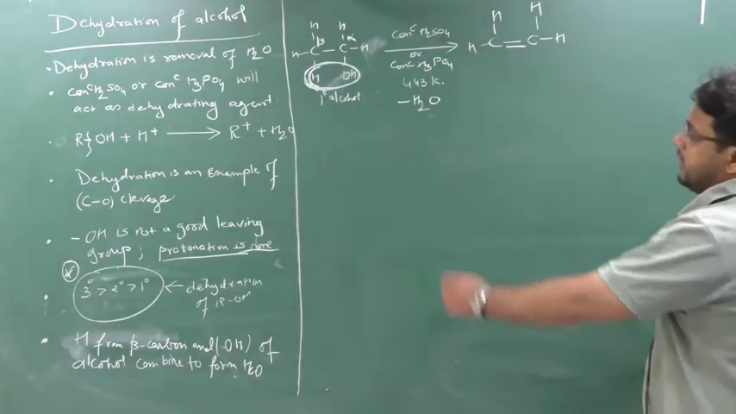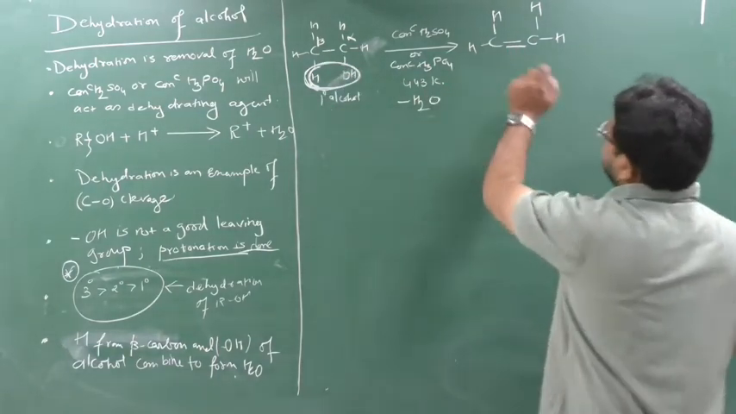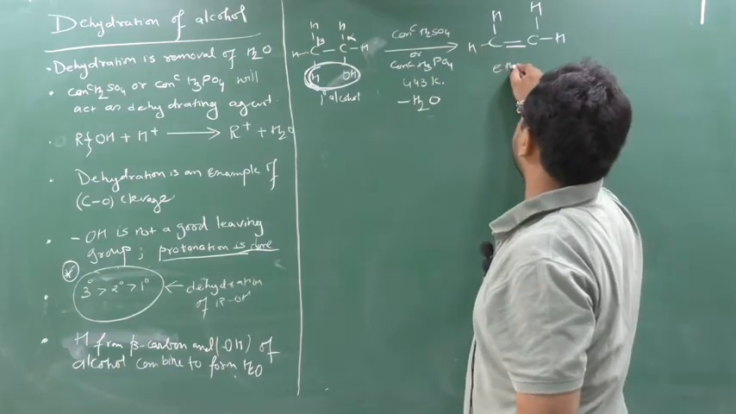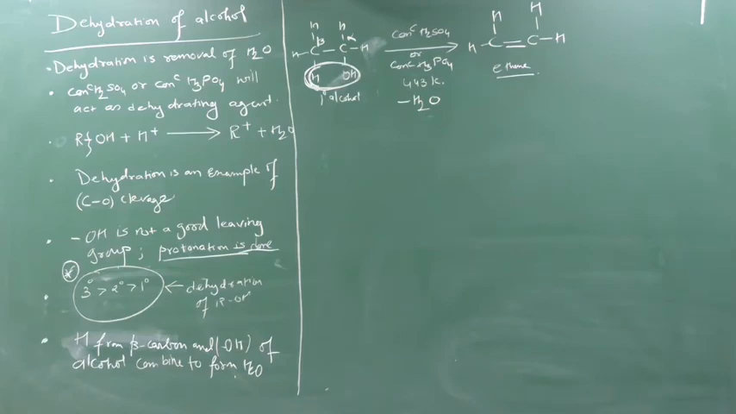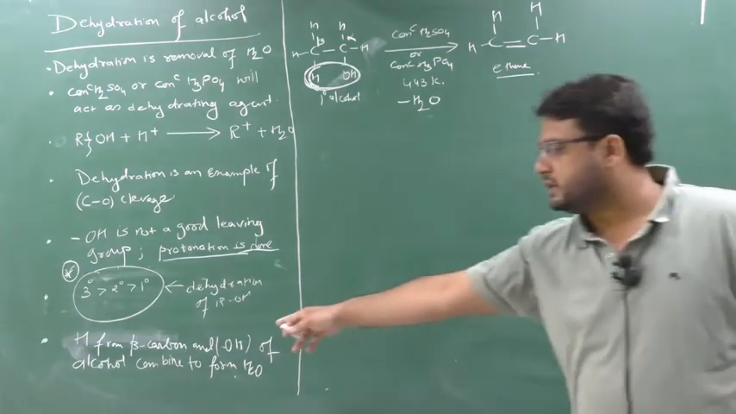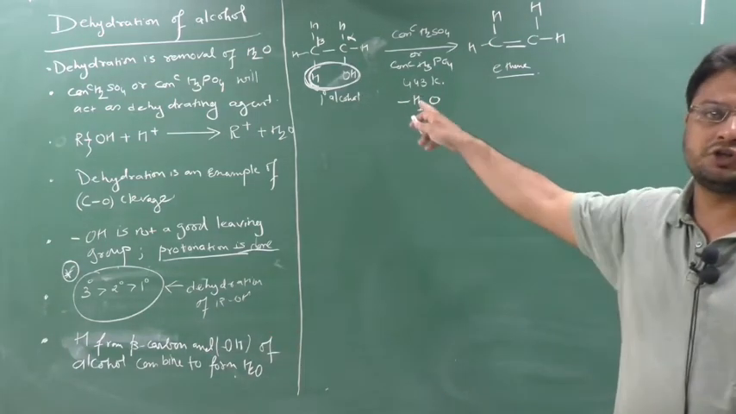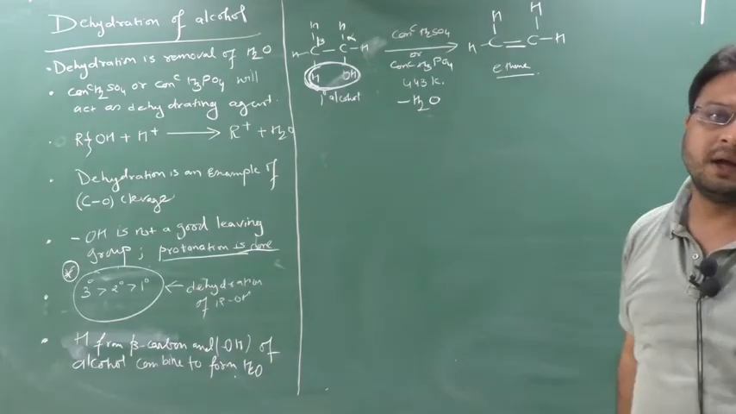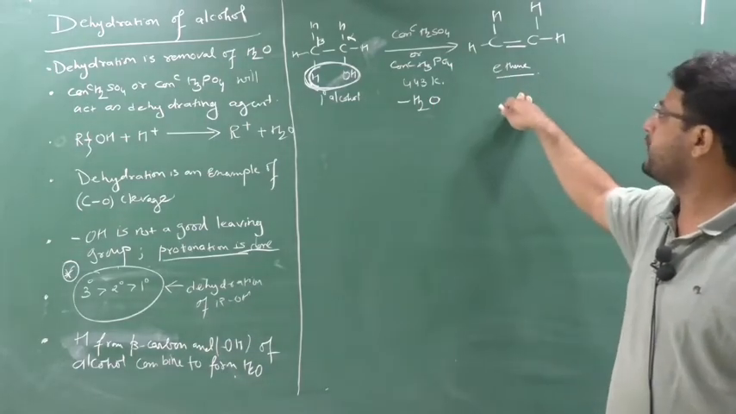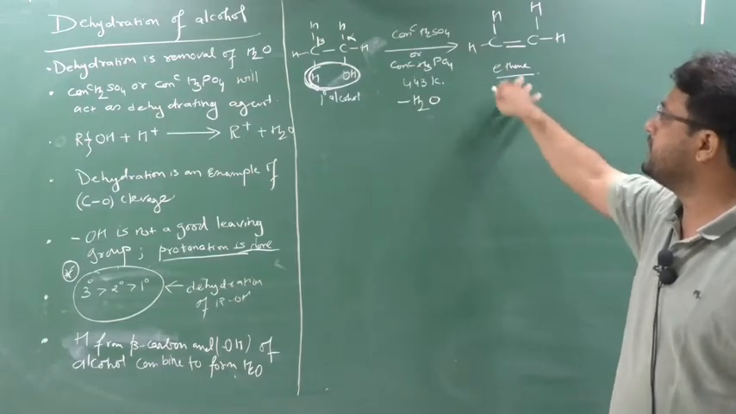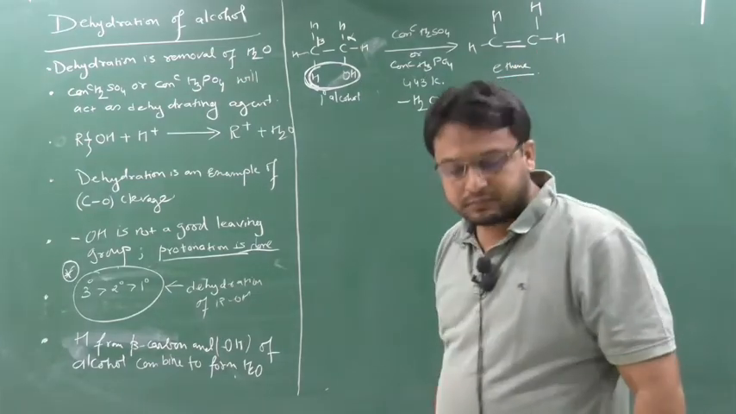So in short, 1 degree alcohol will form the alkene. So here ethene is generated. This is nothing but your dehydration of alcohol. This is the trick to remember, that H from beta carbon and OH of the alcohol combine together to form a water, and the remaining product is nothing but the product obtained during the dehydration of alcohol.